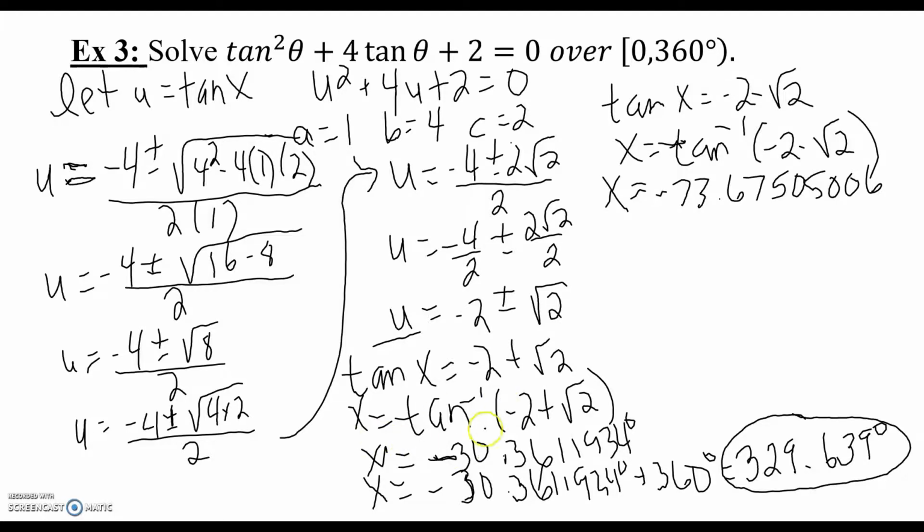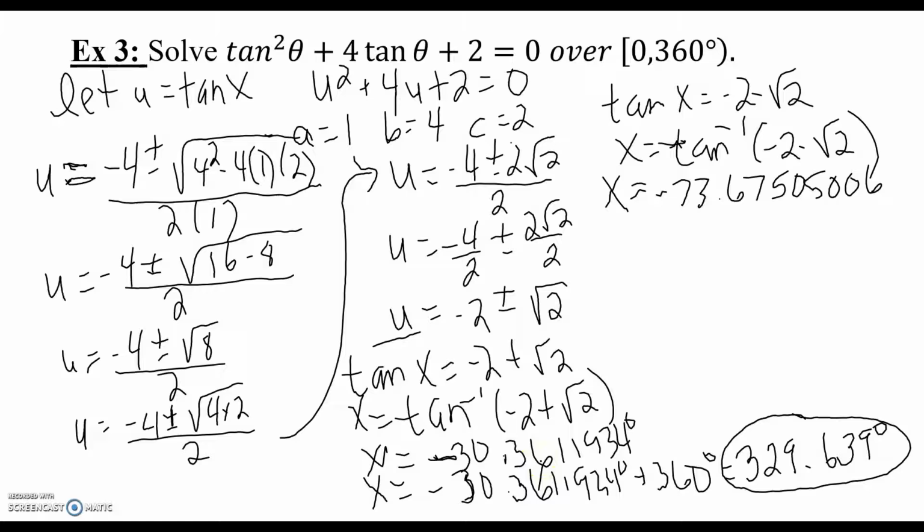Alrighty. So now we also need to consider where the tangent is negative. If I was to plug in negative 2 plus the square root of 2, that would give me a negative value. So tangent is negative in quadrant 4, which is where this angle is, the 329 degrees. But it's also negative in quadrant 2. So in order to find the angle that will give me this same tangent in quadrant 2, I will use this angle as my reference angle. And so in quadrant 2, I would do 180 minus my reference angle to get that angle.